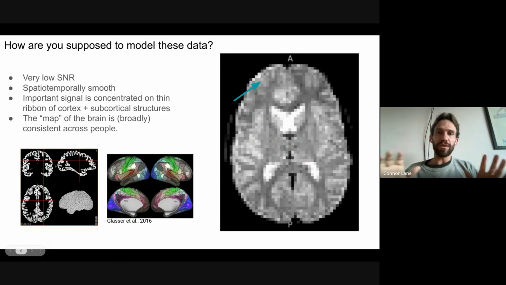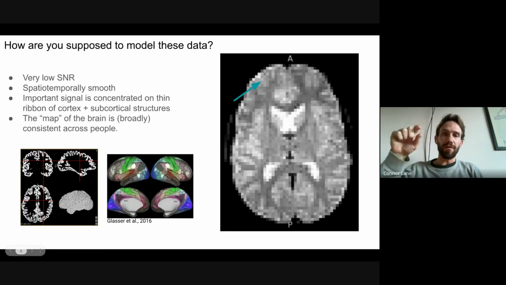The signal is very spatiotemporally smooth because the vascular system is smooth, and in the brain in general, nearby areas are correlated in their activity. Then probably the most subtle issue that people coming from outside fMRI don't often appreciate is that the actual signal we're interested in, the blood oxygen signal, is concentrated in the thin ribbon of cortex. You can see in the figure at the bottom left, the cortex highlighted in white. This thin ribbon is where all the neuron cell bodies are, where all the blood is being supplied, and where all the BOLD signal is being measured.